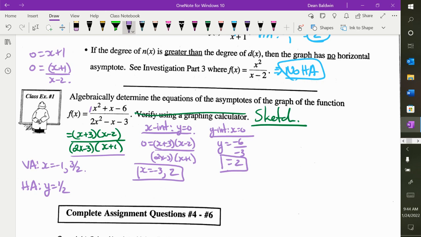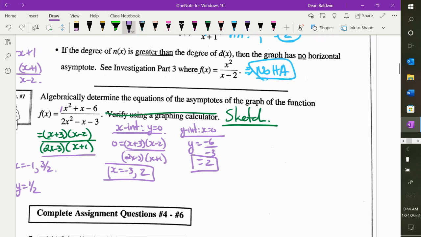Now we have enough information to sketch the graph. I'll ask you for all of those on the test: the x-intercept, y-intercept, vertical and horizontal asymptotes. All right, here we go.